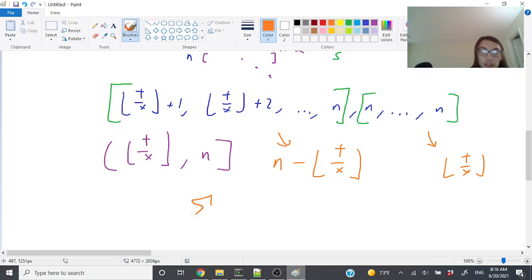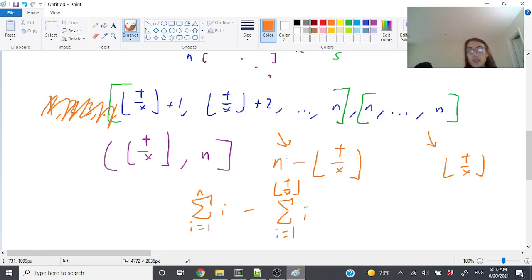Right, and so this part we can represent as the sum from i equals 1 to n of i, minus the sum from i equals 1 to floor(t/x) of i. So we basically just count the sum from 1 to n, except we exclude the part that we don't care about. So we just subtract that out.